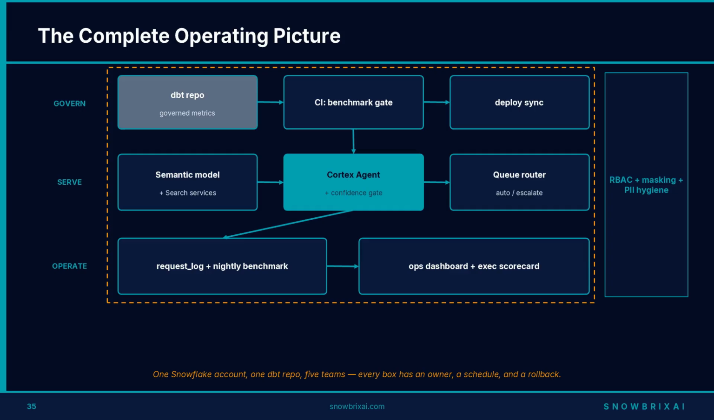Here is the complete operating picture. In 3 bands: govern the dbt repo of metrics, the CI benchmark gate, the deploy sync; serve the semantic model and search services feeding the Cortex agent behind its confidence gate into the queue router; operate the request log and nightly benchmark rollup into the ops dashboard and the exec scorecard. And wrapping all of it, RBAC, masking, and PII hygiene. One Snowflake account, one repo, 5 teams, every box with an owner, a schedule, and a rollback.